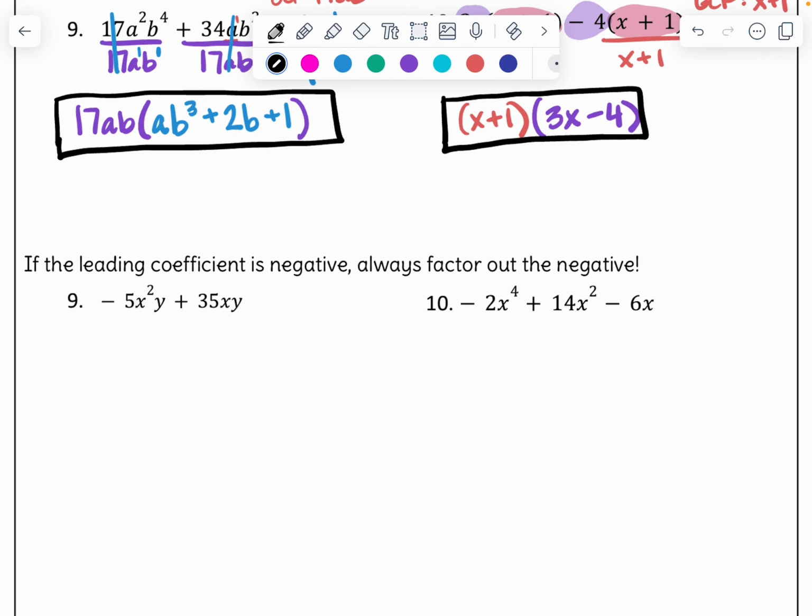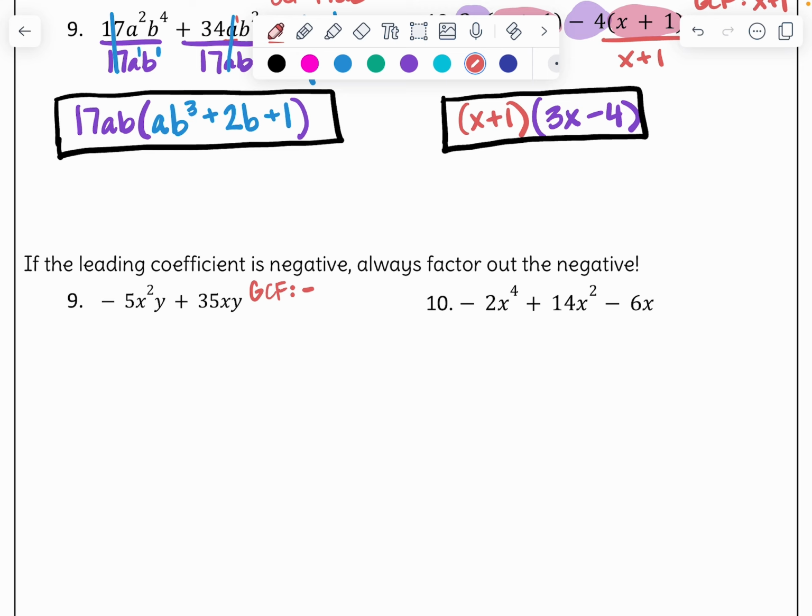Okay, so let's look at some polynomials where the leading coefficient is negative. If the leading coefficient is negative, you must always factor out the negative. So you're always going to make your greatest common factor negative if the first term in the polynomial is negative. So we can see that negative 5 is the first term. We're going to write negative here. We know it's going to be negative.